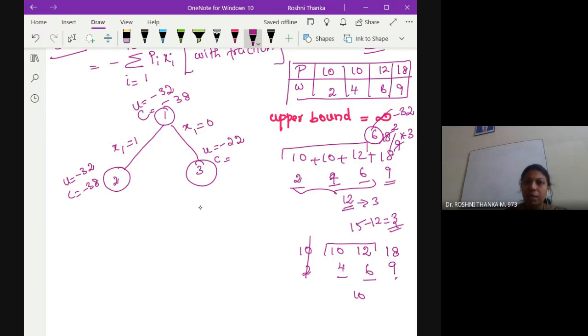Hope you got why we added minus. It's a minimization problem. Based on the formula, I have to add the minus. But when you calculate the cost, as usual, we have to take the fraction part of it. So, how will you take the fraction part of it here?